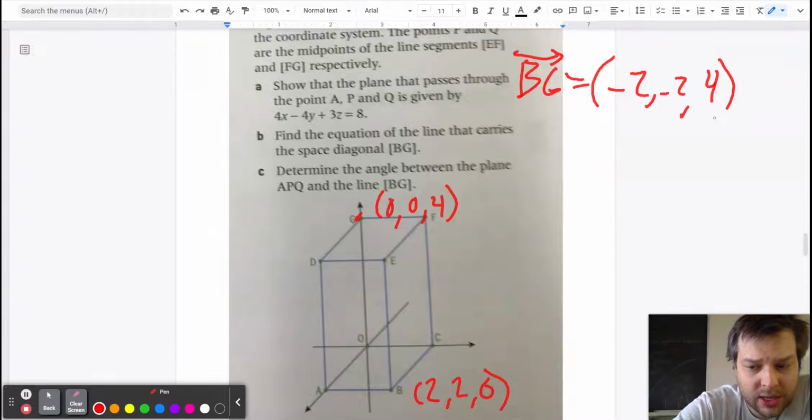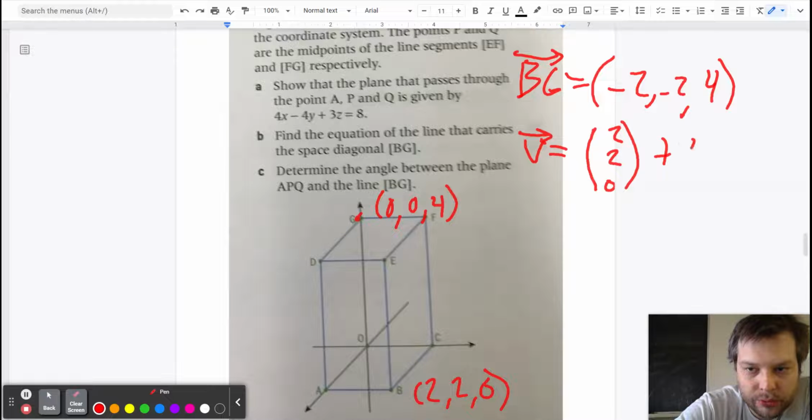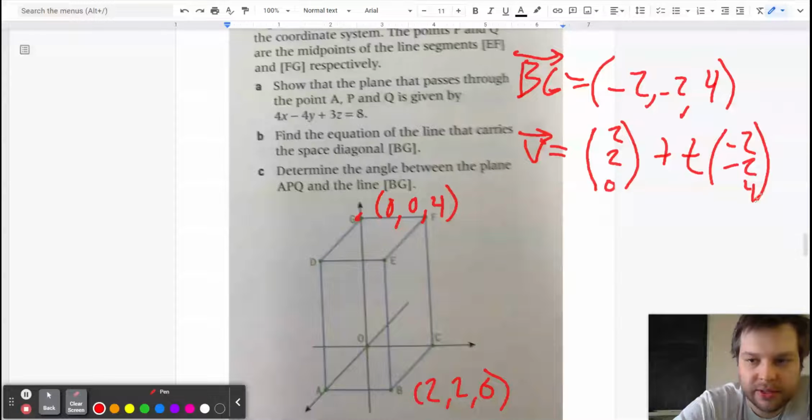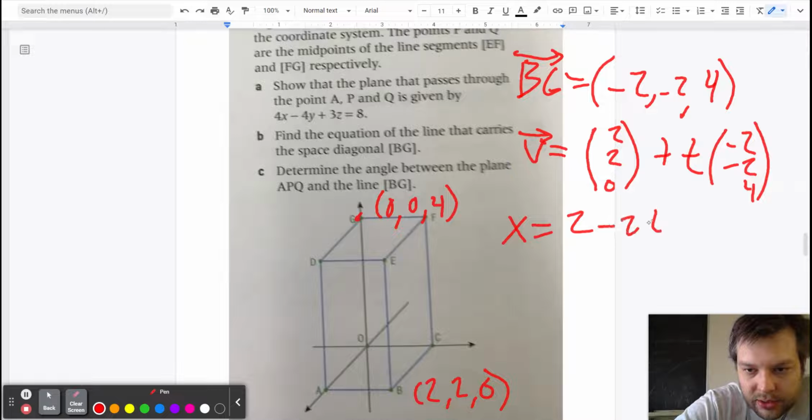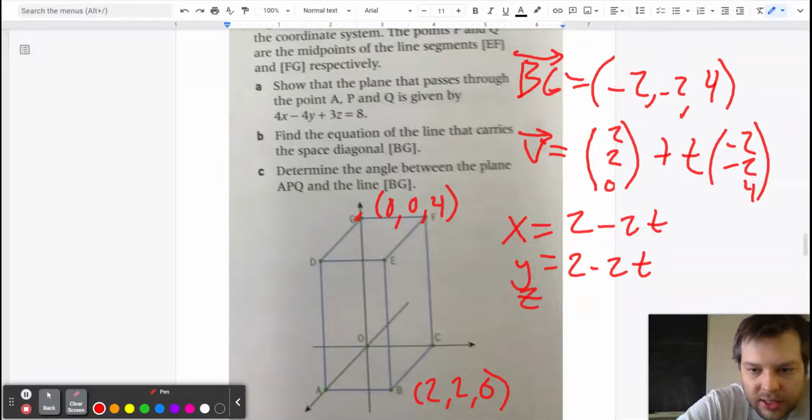So one version of the form of the equation is that all vectors that are on that space diagonal, they start somewhere. We'll just use point B, and they move in the direction of BG with a parameter of t. So that is the equation of the line written in vector form. You could also, of course, write that in parametric form, that x is equal to 2 minus 2t, y is equal to 2 minus 2t as well, and z is equal to 0 plus 4t.